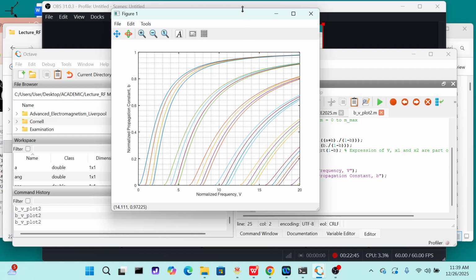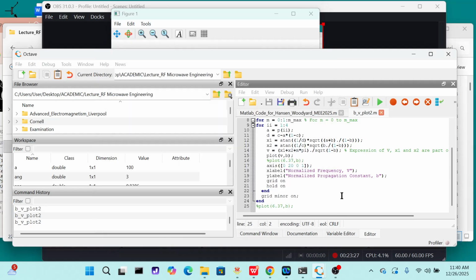So now, when you need to solve the problem, all you need to do is to draw the vertical line representing the value of V. The V can be calculated using the formula that I have given in the slide. It can be V for TE mode, or alternately, you can use V specific to TM modes.